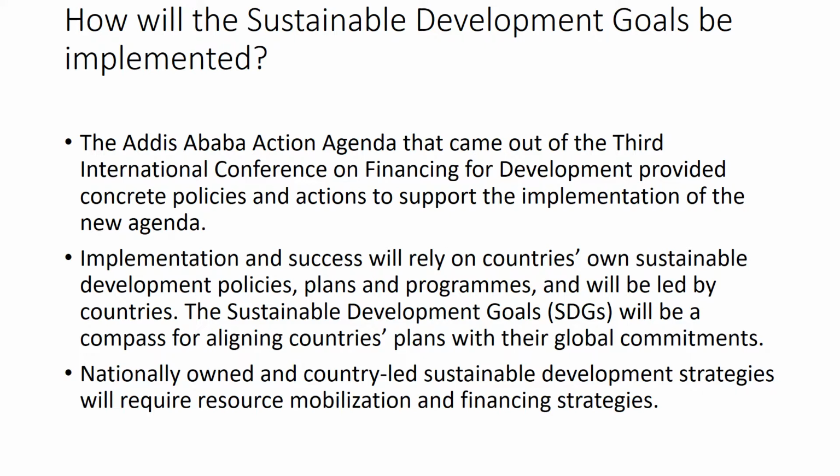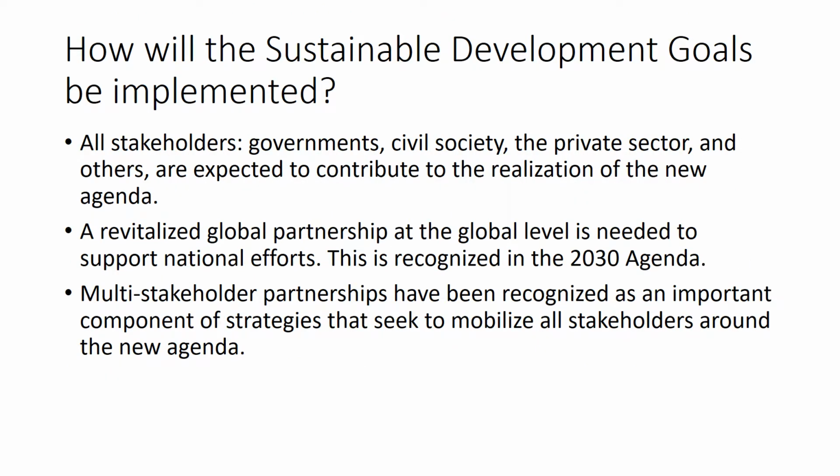That's why the sustainable development goals will be a compass for alignment, which means putting two or more things together in a straight line. This would mean that the countries, or the states, nationally owned and country-led sustainable development strategies will require resource mobilization and financing strategies. As I said, this project is quite huge. It requires financial support. Therefore, the developed countries such as Europe and North America have to contribute generously, financially, to be able to achieve this project of the sustainable development goals.